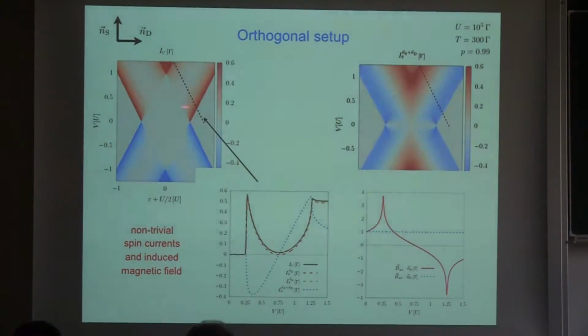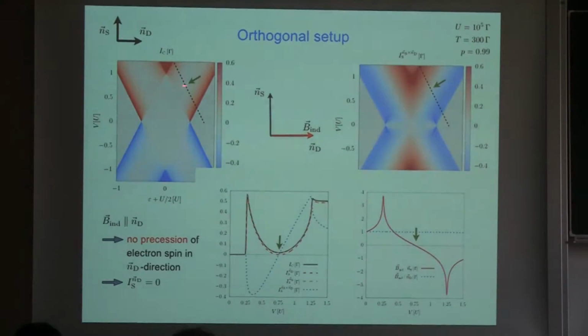Then, for example, we can consider here a cut along that line in our stability diagram, and this is then shown here. So the black line is just the charge current, and we see it has a non-trivial behavior here. You have here the SET line, here you have the other single-electron tunneling line, and in between everything is suppressed. And this is this induced magnetic field in the direction of the drain vector and in the direction of the source vector.